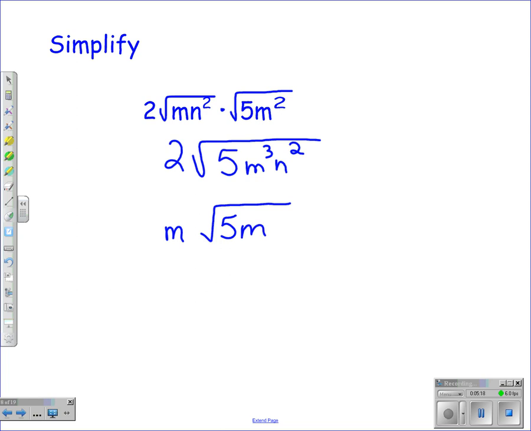That'd be like m squared times m. Square root of m squared is m. That's written on the outside. And the m that's left over stays under the radical. The square root of n squared is just plain old n, and we still have the 2 that was sitting out front from the original problem. So here is our simplification for this answer.